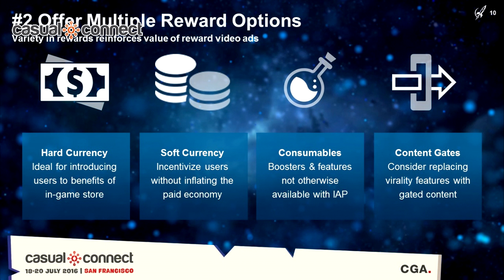Perfect example is Freeblade, or Glu has Tap Baseball. And these are ways where right before you go into the game, you watch a video, you get a boost. Whether, in a baseball game, it's a stamina or a hitting boost. Whether it's Freeblade, it's a buff to a certain characteristic. But it's a great way to tie the consumable. And then obviously if you have content gates, hey, you're out of energy, watch a video, get enough energy to play another game.